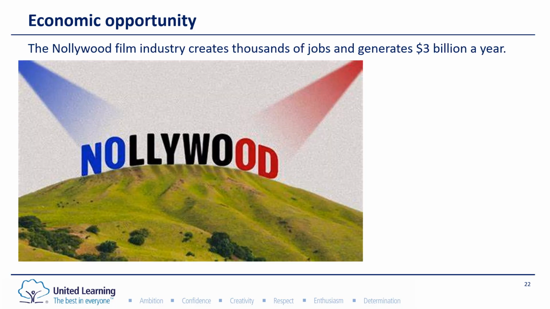Another economic opportunity, the film industry, Nollywood, generates $3 billion a year from exporting films. This means taxes are going to be paid to the government, which means the government can then improve infrastructure in Lagos, for example, schools, roads, hospitals, water supplies.